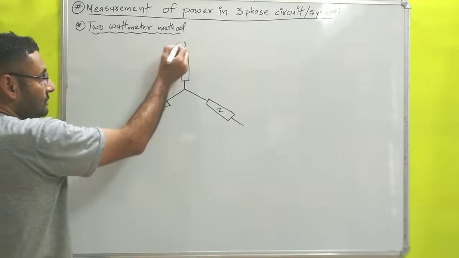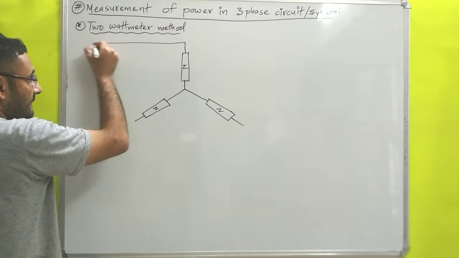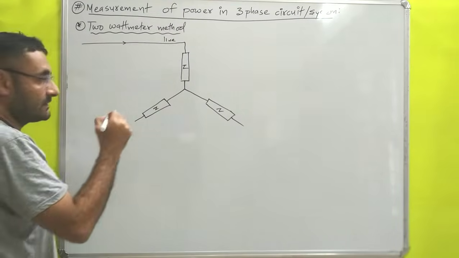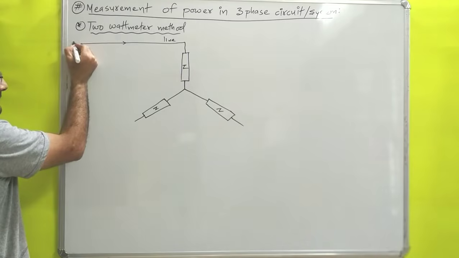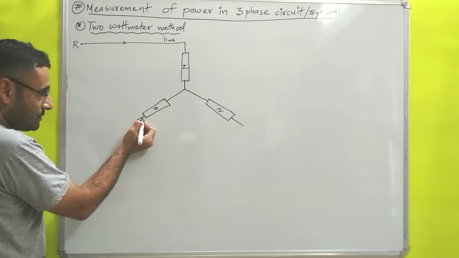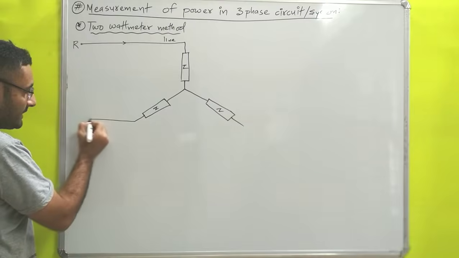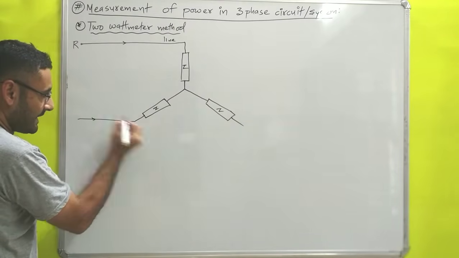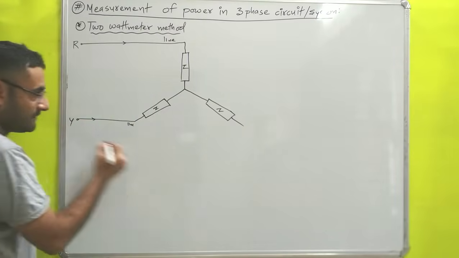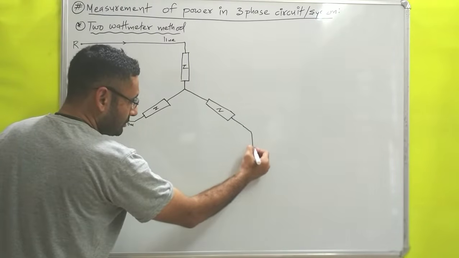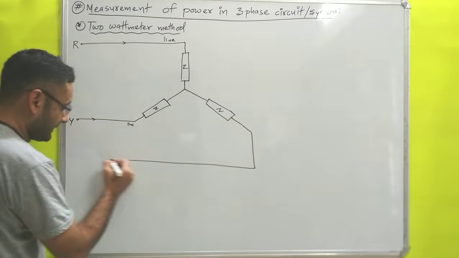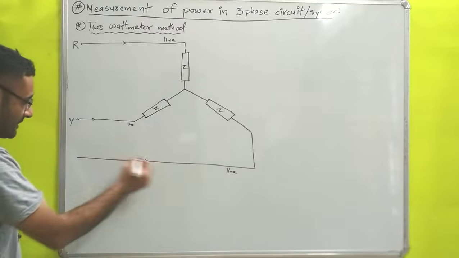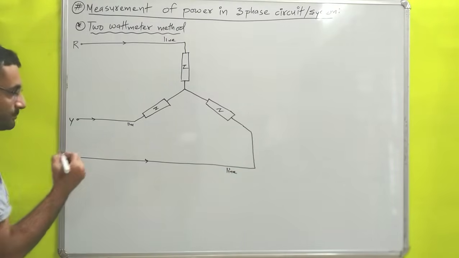Now to the first load, with the help of a line conductor, we will supply the current from, say, the R phase. To the second load, we will supply the current with the help of one line conductor, that is the line from the Y phase. And to the third load, by using one more line conductor, we will supply the current from, say, the B phase.